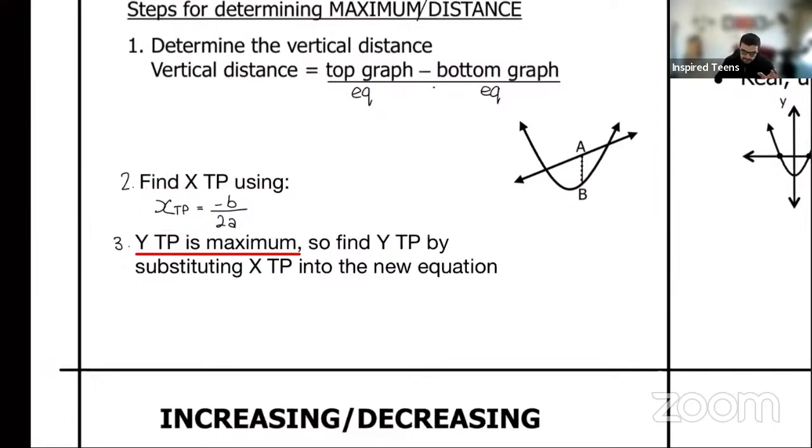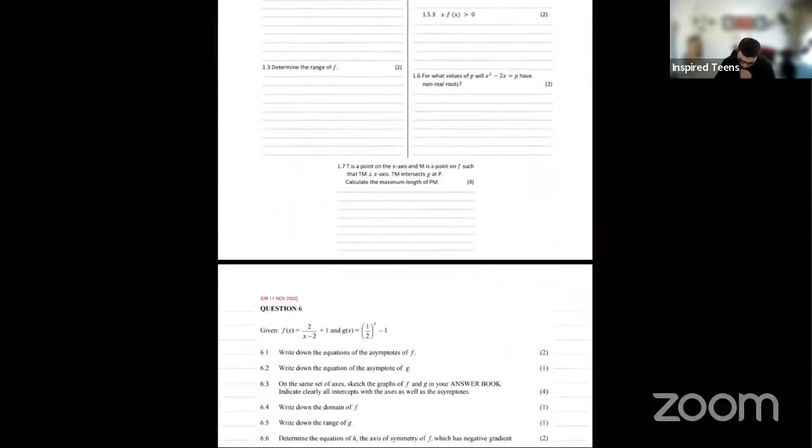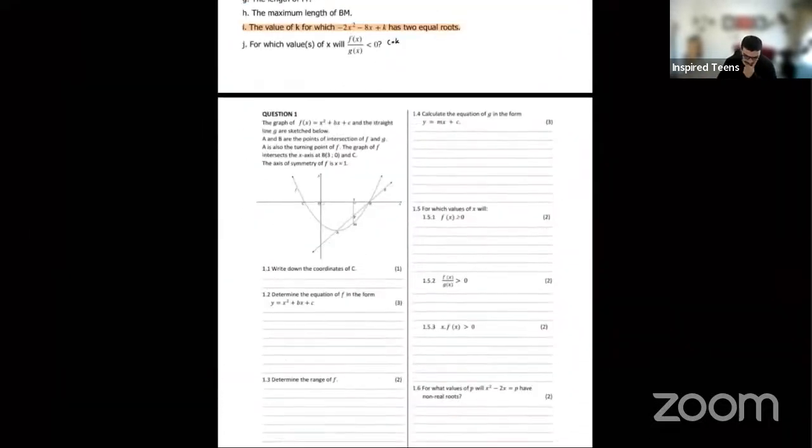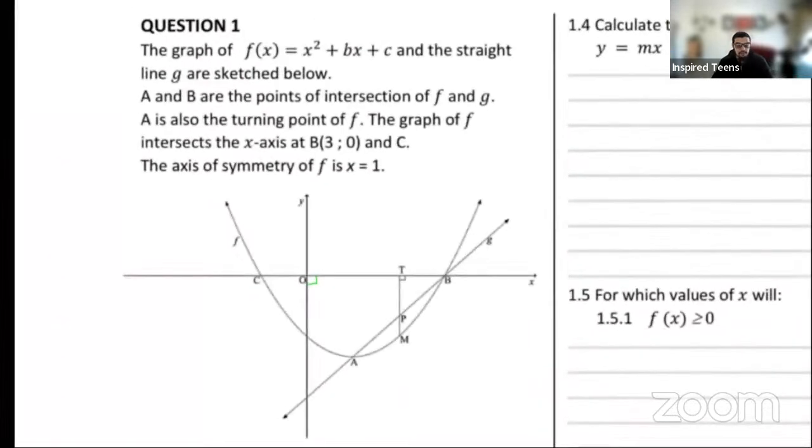If this doesn't make any sense, don't worry. Hopefully it's going to make sense after this question. We're going to do an example, I think this one is maximum distance. The graph of f of x is equal to x squared plus bx plus c. We actually need to do the previous questions to solve for that, so I'll just give us the equation. f of x is equal to x squared minus 2x minus 3.